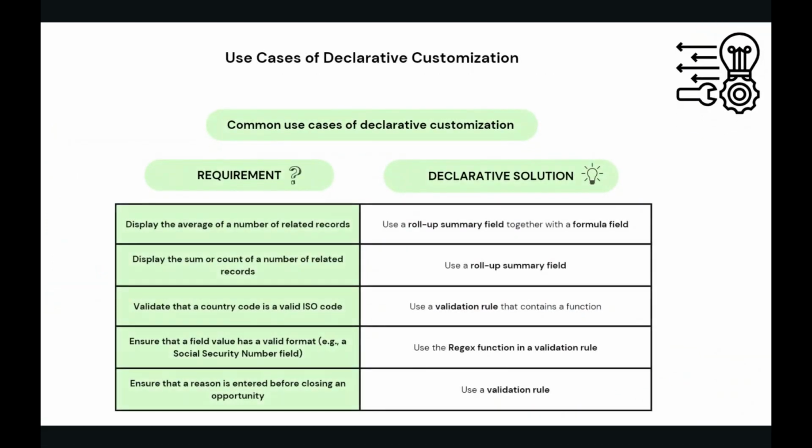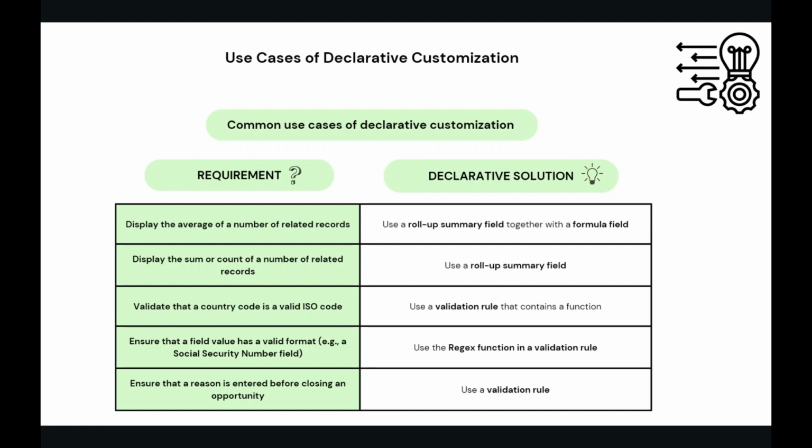Now we will go through some common use cases of declarative customization. For example, if you want to display the average of a number of related records, you should use a roll-up summary field together with a formula field. If you want to display the sum or count of a number of related records, you should use a roll-up summary field. If you want to ensure that a field value has a valid format, you should definitely use the regex function in the validation rule.